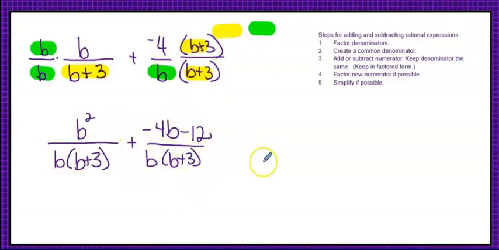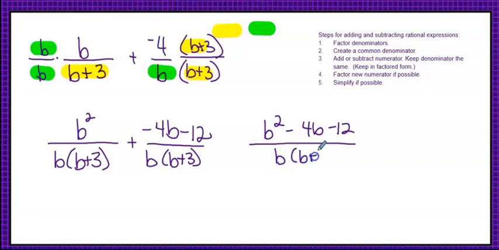I need to add my numerators together. There's nothing in common. There's no like terms I can combine. So it's going to be b squared minus 4b minus 12 over, and then leave this b times b plus 3. What's my next step say? I added and subtracted the numerator, kept the denominator the same, keep it in factored form. Factor new numerator if possible.